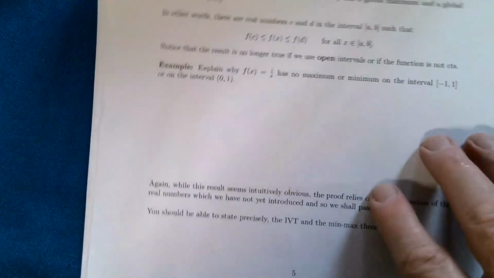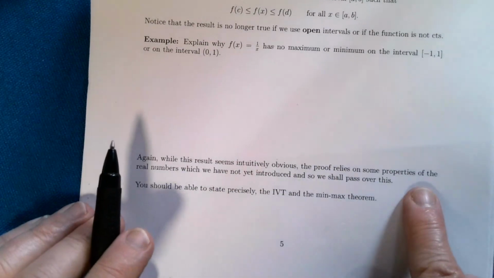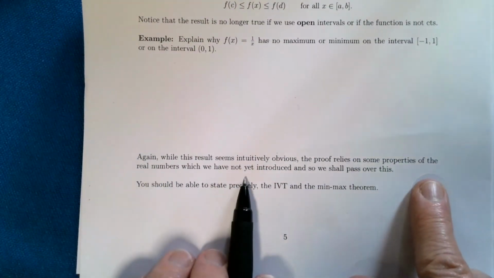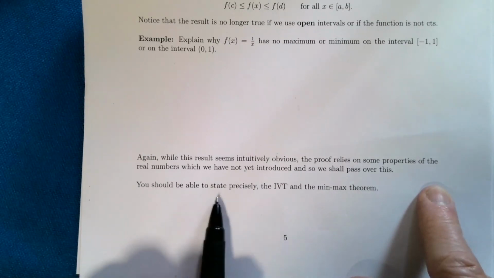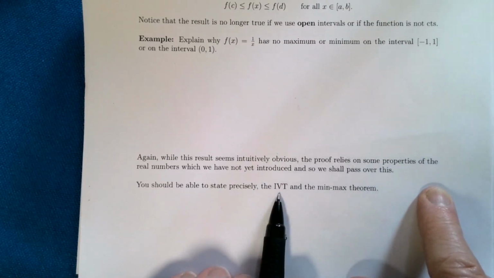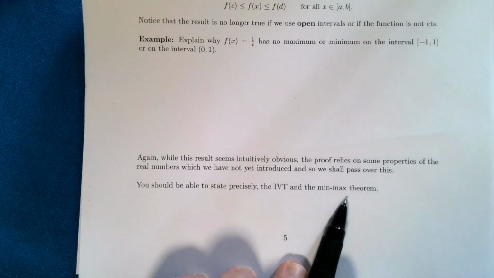Now, as I said, the result is intuitively fairly obvious, but the proof relies on properties of the real numbers that we haven't yet introduced, and so I'll pass over this point. You should be able to state precisely the intermediate value theorem with conditions and the min-max theorem. And we'll continue this in the next recording.